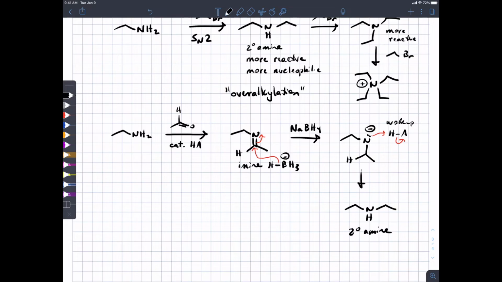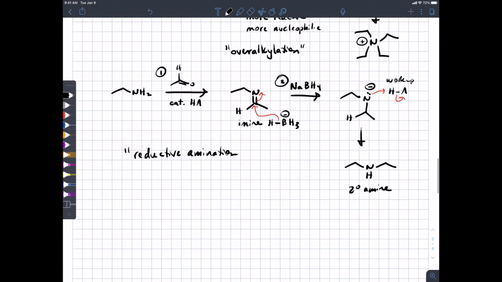This process is called reductive amination. It's a two-step process. And if you want to hear the full story on this, you can go to the lecture at 9 a.m. By the full story, I mean the story of the time I tried to do this reaction in the lab in grad school.